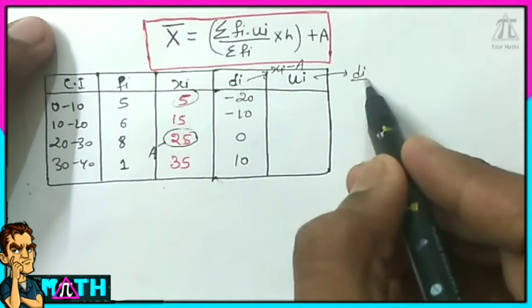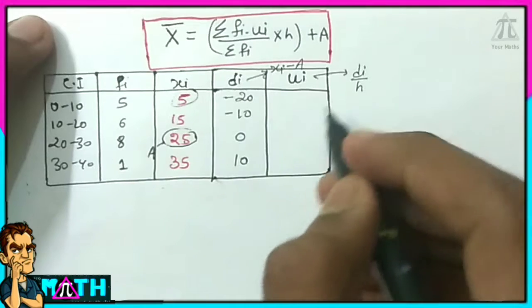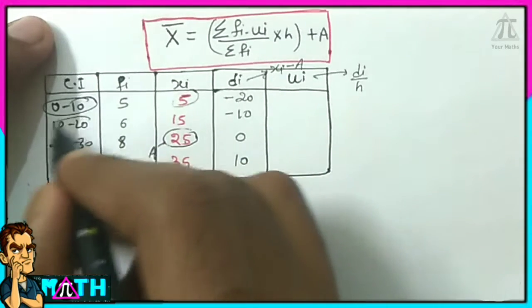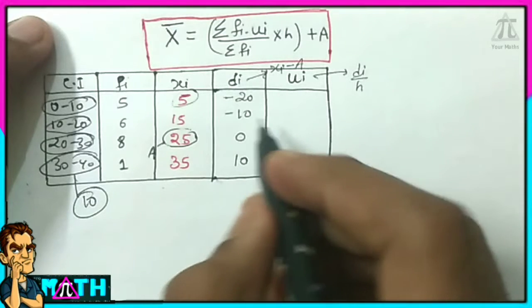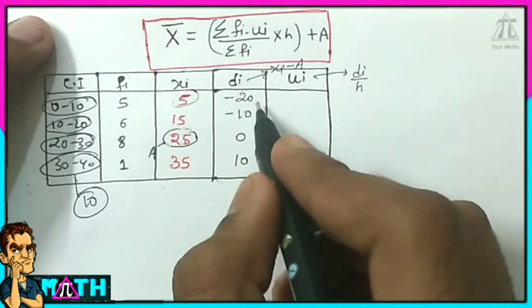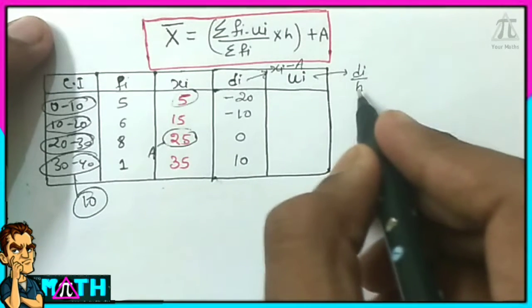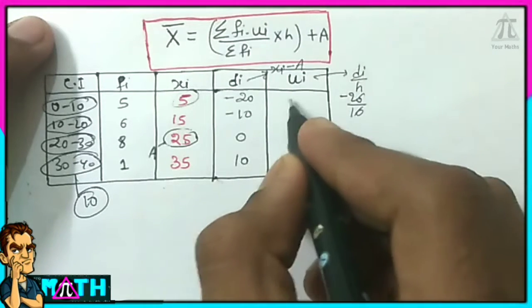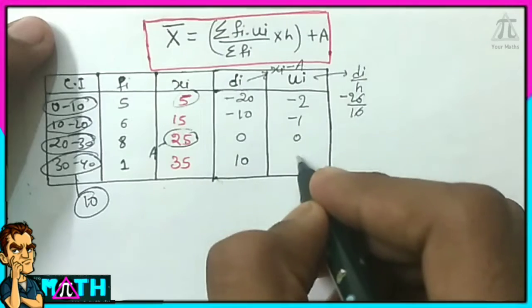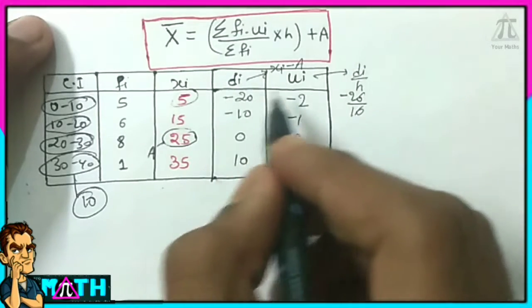So now let's discuss ui. ui is di upon h. h is what? The class size, which is 10 here, the upper limit minus the lower limit. And di is the special function used to calculate the mean in the assumed mean method. Now for the first data value, di is minus 20 and h is 10, so it's minus 2. I have calculated all ui like this.